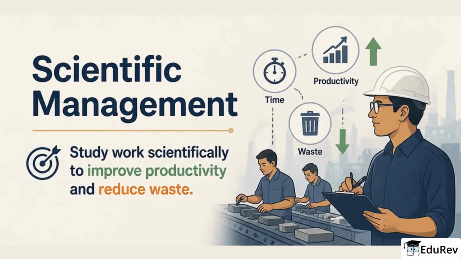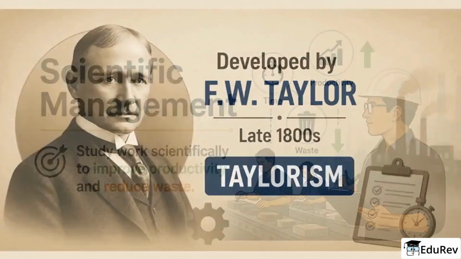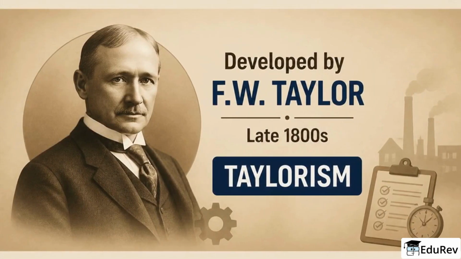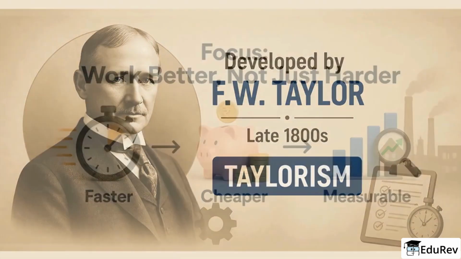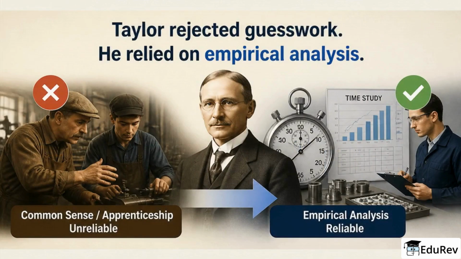Scientific management is an approach that studies work scientifically to raise productivity and reduce waste. It was developed by Frederick Winslow Taylor in the late 1800s and is often called Taylorism. The core aim was economic efficiency. Make each task faster, cheaper, and measurable. Taylor argued that common sense or apprenticeship methods were unreliable and that work should be analyzed empirically.